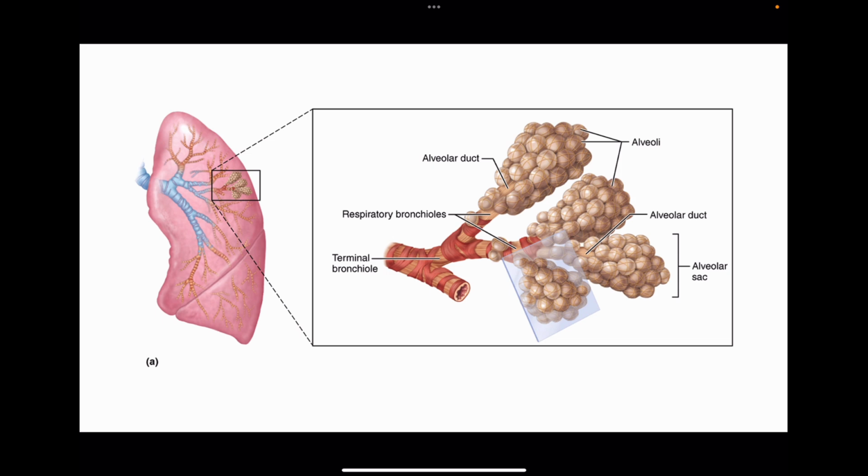So one thing to remember with that pathway is that we do start with a terminal bronchiole first, even though the name makes you think it's the end. But terminal bronchiole is first, and then after that, go back.